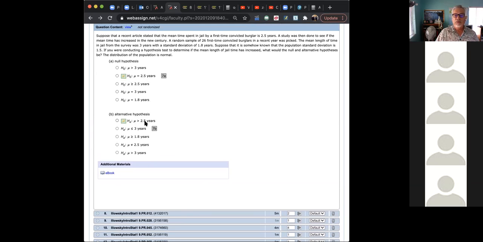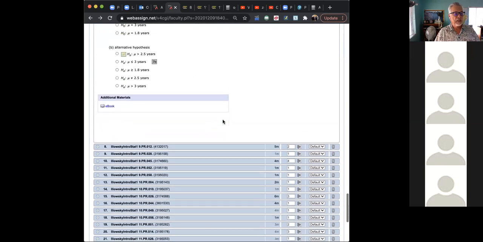So there we have the null, H naught, mu is 2.5, against the alternative that mu is greater than 2.5, and this data here shows us that the mean was 3 years. Okay, so is that a significant value? Well, we'd have to do a hypothesis test, but these would be the hypotheses that we would be testing.